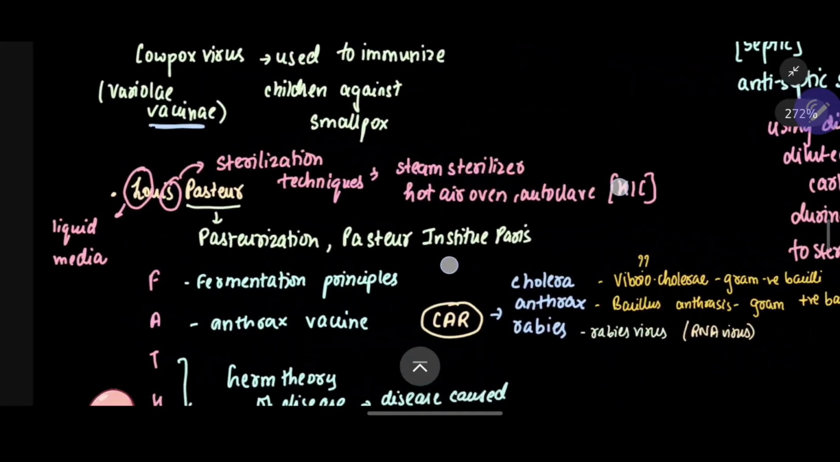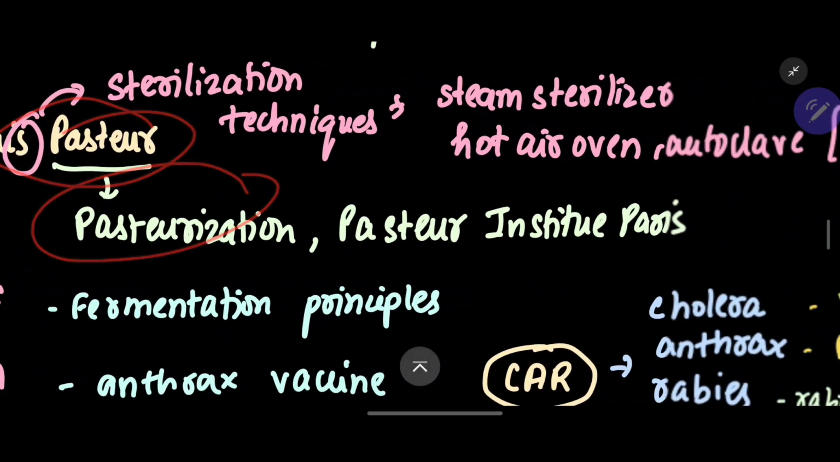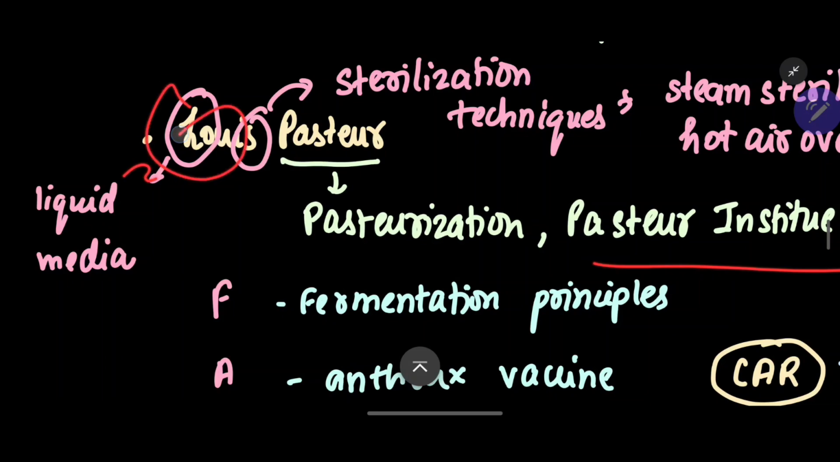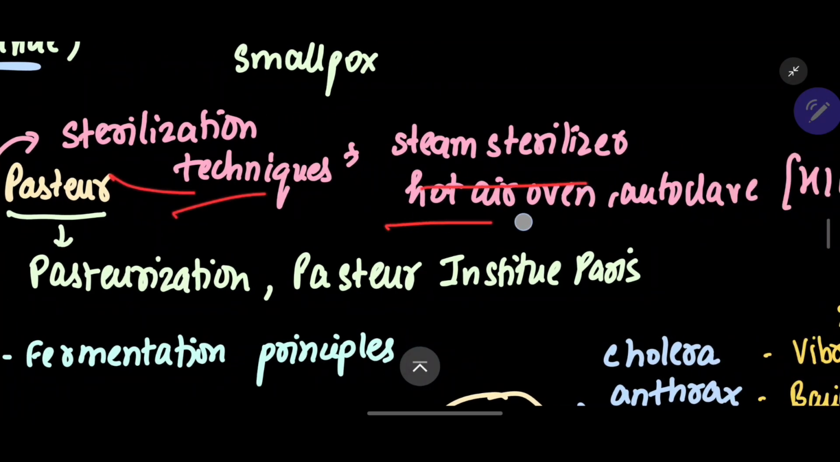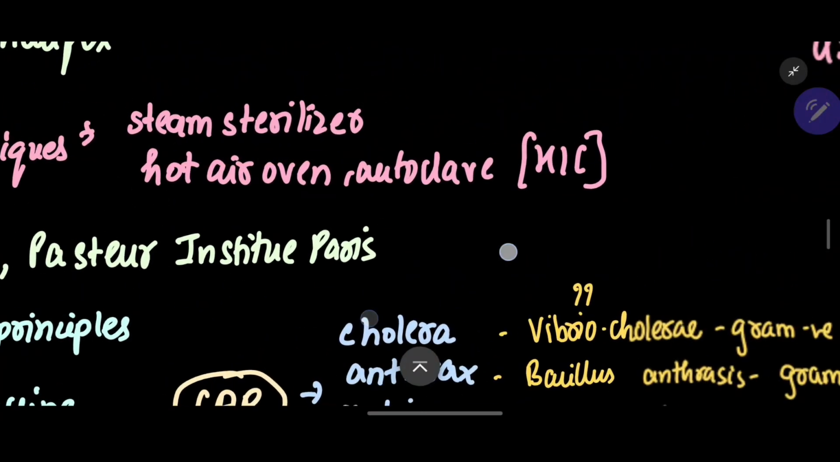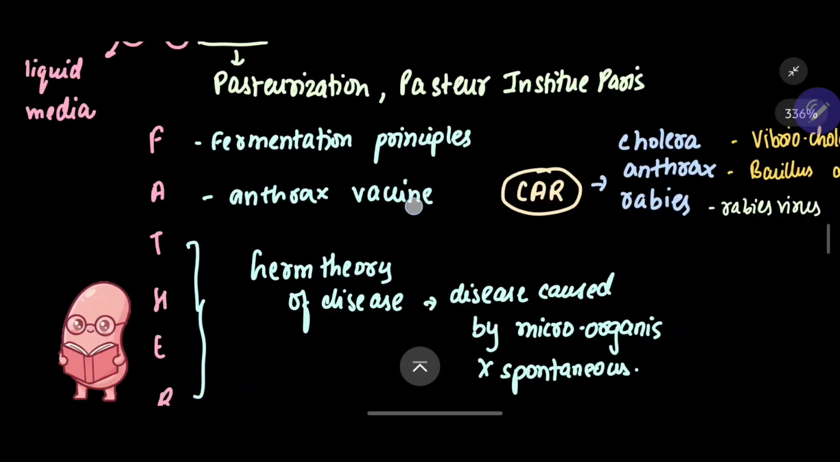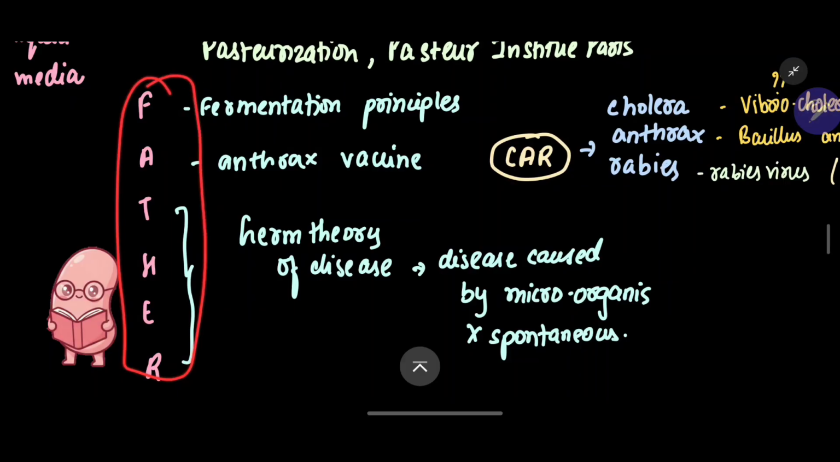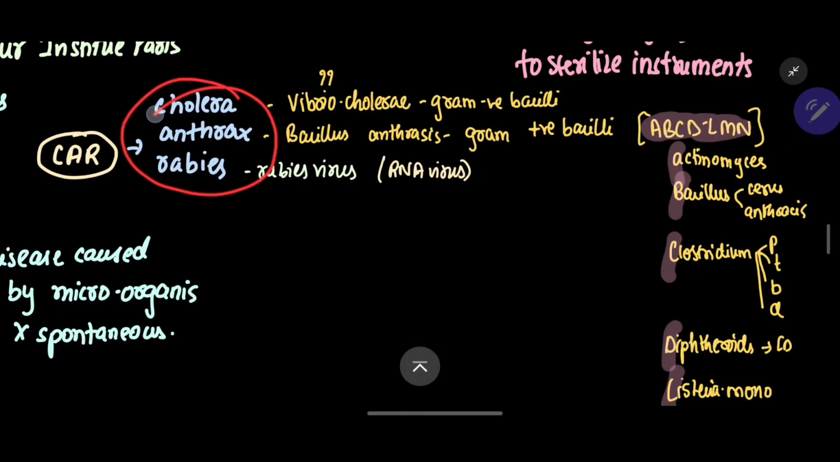One last time, let's just see an overview. Pasteur, pasteurization, Pasteur Institute, Paris. L was for liquid media. S is for sterilization techniques, which are steam sterilizer, hot air oven, and autoclave. Then field study in hospital infection control. He is the father of microbiology. F is for fermentation. A is for anthrax. And two more, cholera and rabies.